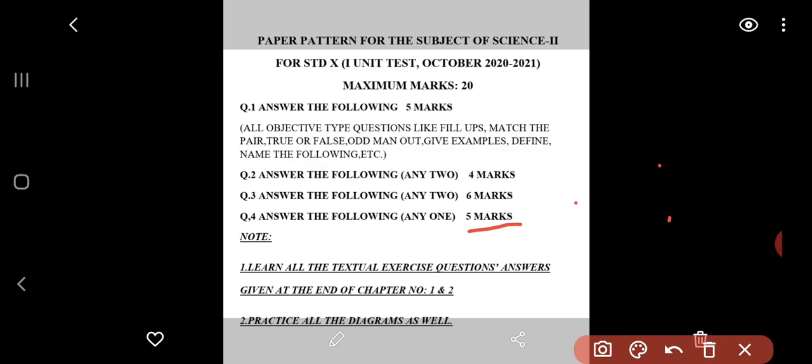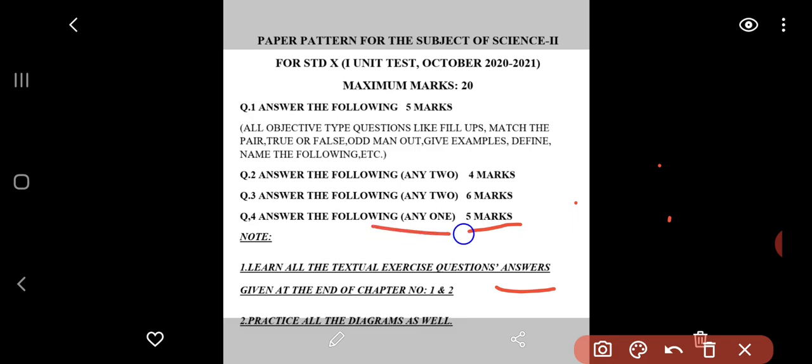So now there is a note given below this: learn all the textual exercise questions and answers given at the end of chapter number 1 and 2. So you are supposed to learn all the textual exercise questions, and as I mentioned over here, you are supposed to practice all the diagrams well. Okay, so this was about the paper pattern.